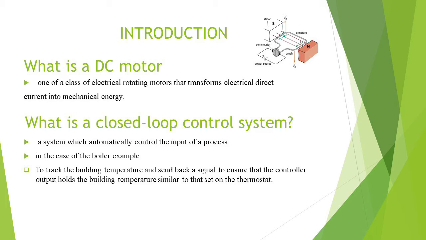In a closed-loop control system, the control action from the controller is dependent on the desired and the actual process variable. In the case of the boiler analogy, this utilizes a thermostat to monitor the building temperature and feed back a signal to ensure the controller output maintains the building temperature close to that set on the thermostat. A closed-loop controller has a feedback loop which ensures the controller exerts a control action to control the process variable at the same value as the set point. For this reason, closed-loop controllers are also called feedback controllers.